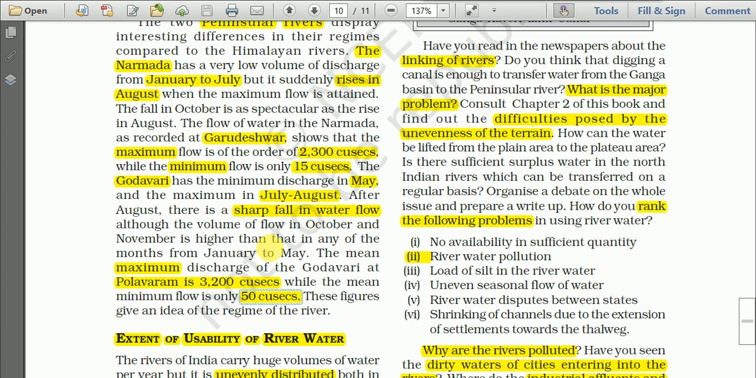So in this way, depending on the amount of rainfall, depending on the melt of the snow or the glaciers, the volume of river flow is different.